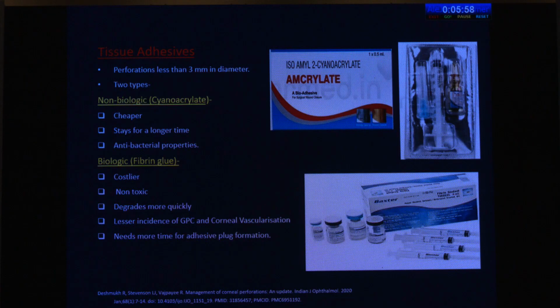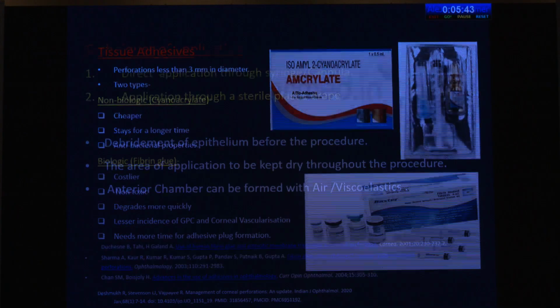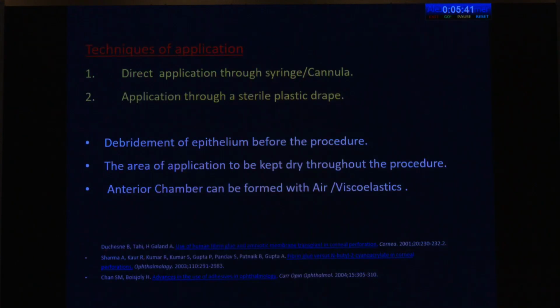Cyanoacrylate glue is preferred in such conditions because it is cheaper, stays for a longer time, has bacteriostatic properties and provides more tectonic stability to the globe as compared to a fibrin glue, which is generally used as an adjuvant to Tenon's patch graft or an amniotic membrane graft. So there are various techniques of application which have been described. I prefer to apply with the backside of a Weck-Cel sponge, which helps to apply a very thin layer of glue over the site of perforation.